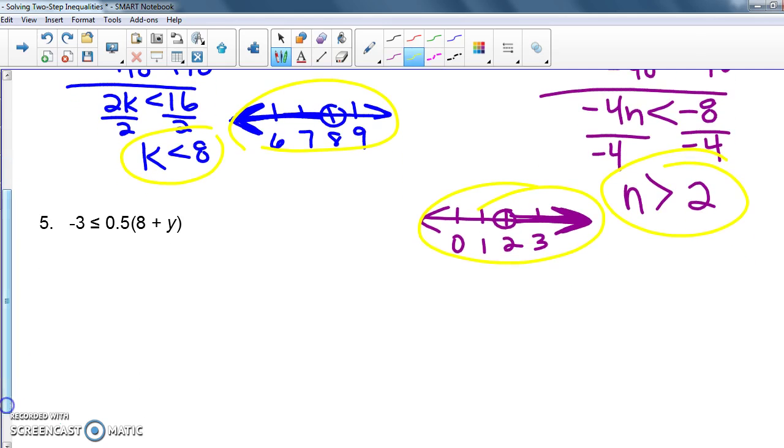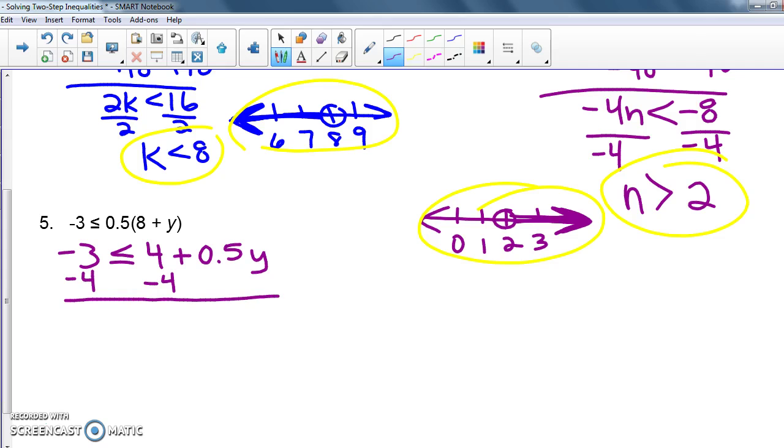Okay, so let's look at this last one here. I'm going to go ahead and distribute the 0.5 on the right. So I got negative 3 is less than or equal to 0.5 times 8 is 4 plus 0.5y. All right, so the same as before, you see this 4 right here. It's a positive 4, and then something's being added to it, so I have to subtract it to get rid of it. I have negative 3 minus 4 is negative 7, is less than or equal to 0.5y.